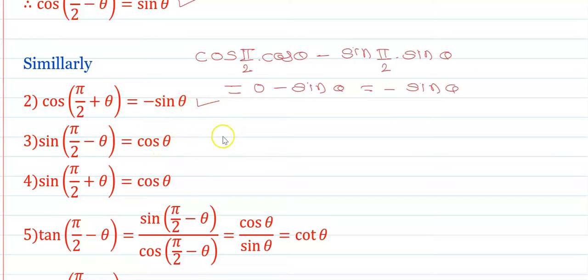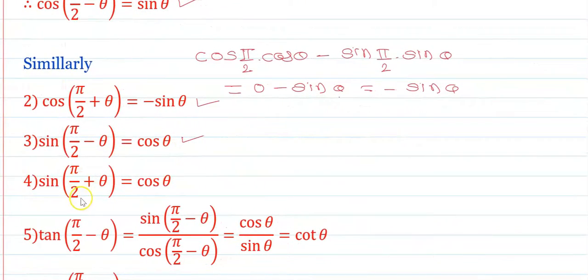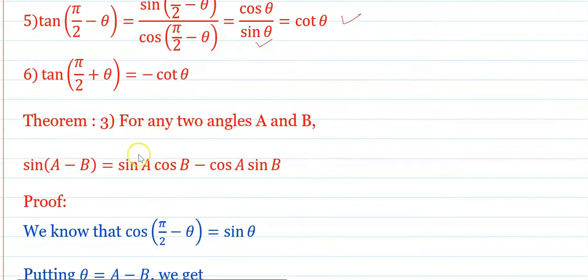Next, sin of pi by 2 minus theta, again you can expand it here. Sin of pi by 2 minus theta is cos theta. Sin of pi by 2 plus theta is cos theta. Tan of pi by 2 minus theta is sin of pi by 2 minus theta upon cos of pi by 2 minus theta. Then you will get here cos theta upon sin theta, and overall cos upon sin is cot theta. Next, tan of pi by 2 plus theta is equal to minus cot theta.